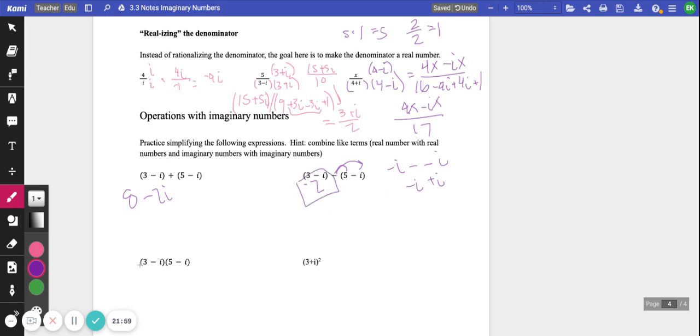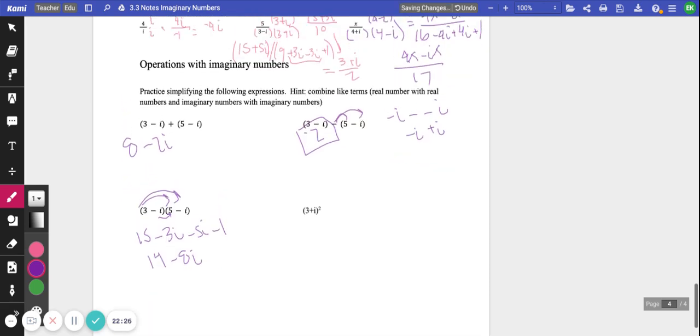Now let's multiply. So 3 times 5 is 15. 3 times i is minus 3i because it's a negative i. Negative i times 5 is minus 5i. Negative i times negative i. Well, the negative and negative is positive, and then i times i is negative 1. So I have 15, and 15 minus 1 is 14, and the negative 3i minus 5i is minus 8i.